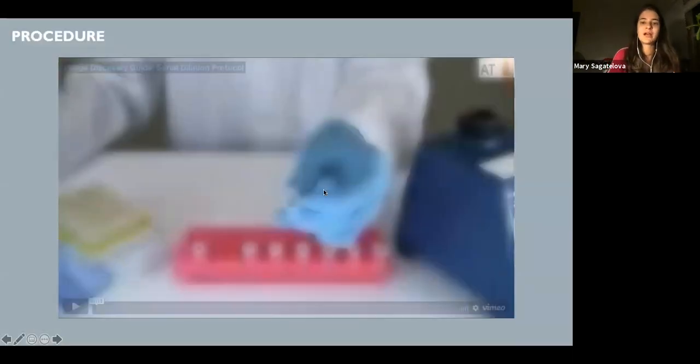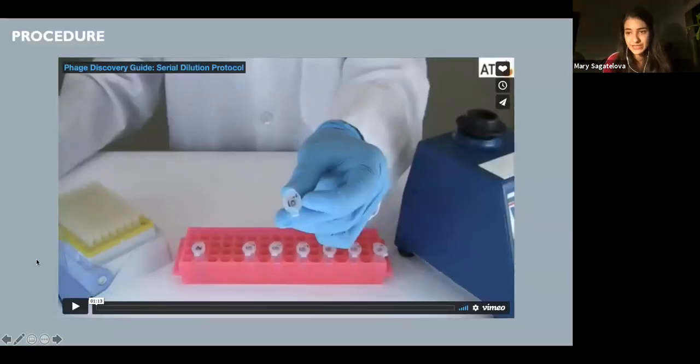And this is just a refresher on how to do the serial dilution. This is the exact same thing, adding 1 part of your inoculum to 9 parts of your buffer, but let's just, as a refresher, watch it.